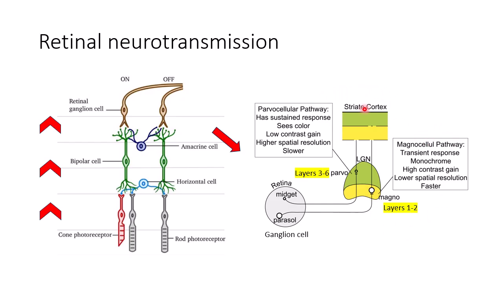Now, these two pathways are responsible for different sensations. For example, the parvocellular pathway has a sustained response. It sees color, poor in contrast, better spatial resolution, and is slower. Whereas the magnocellular pathway has a transient response. It is monochrome, high contrast, low spatial resolution, and faster. So this is what these two different types of ganglion cells do.